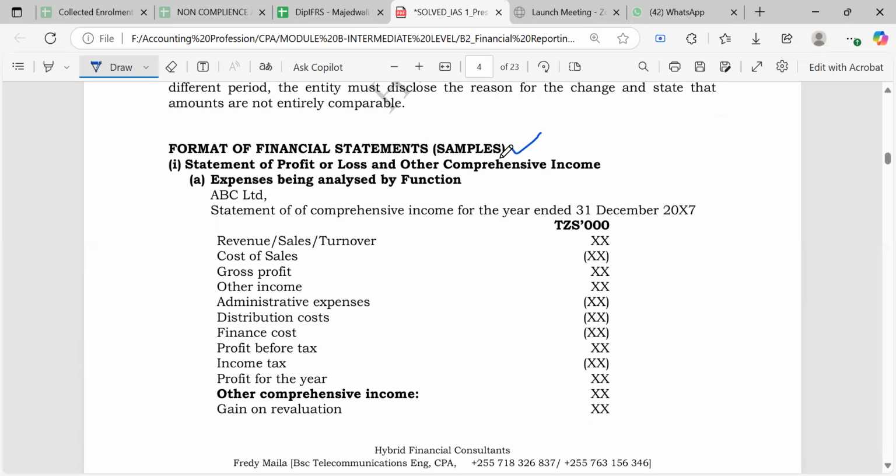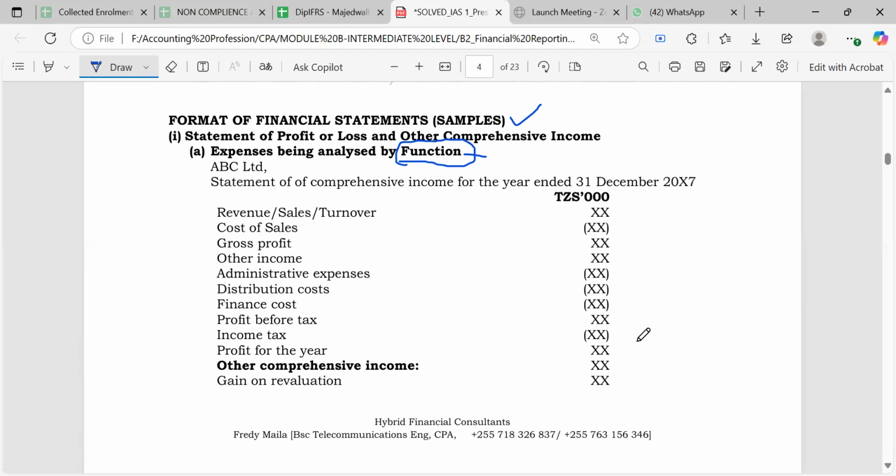Most people are unaware of this. Expenses being analyzed by what? By function. Most people, I'm repeating again, do not know about this. I'll just go with you. Like I told you, entity name ABC Limited. Statement of comprehensive income for the year ended 31st December 2027.